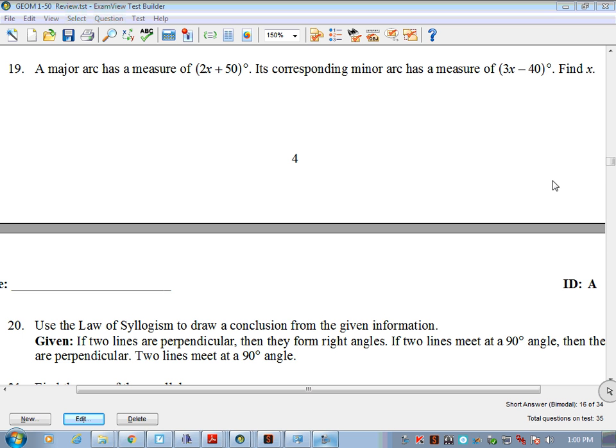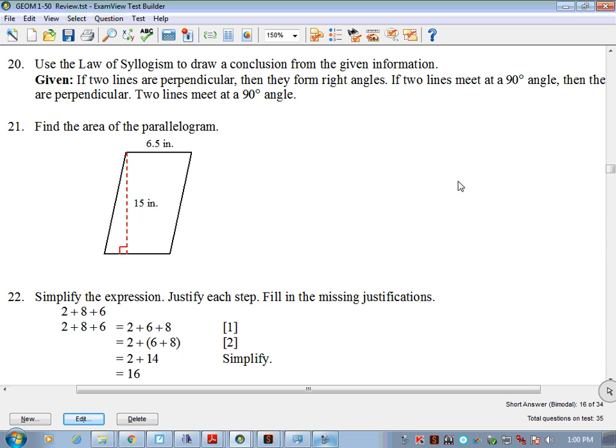All right, number 20, law of syllogism. Different than the law of detachment. Law of detachment is based upon major and minor premises. This is, if you remember, if A then B, if B then C, so if A then C, right? That type of thing. So use law of syllogism to draw a conclusion from the given information. So at every comma, we should be able to look at the statement that came before it and determine, we want to label it. This is probably the easiest thing to do.